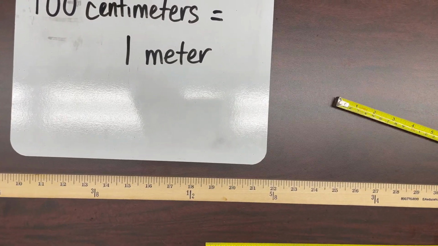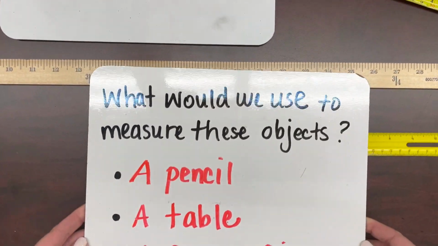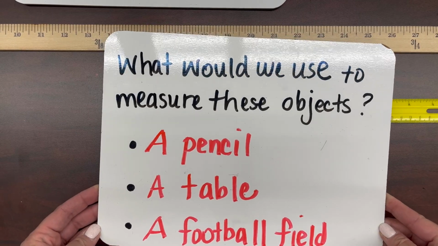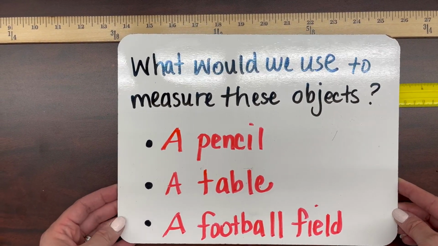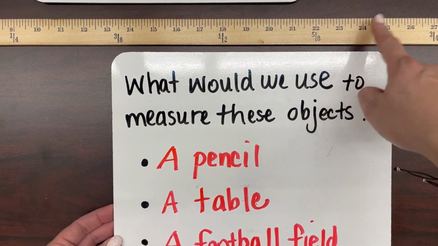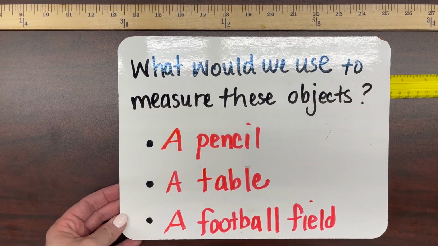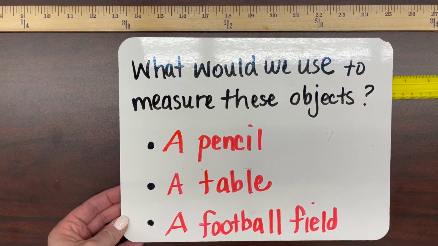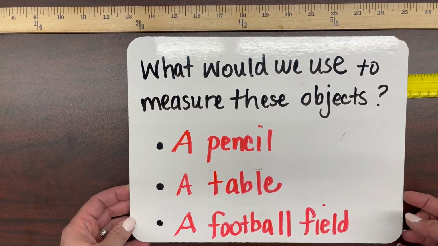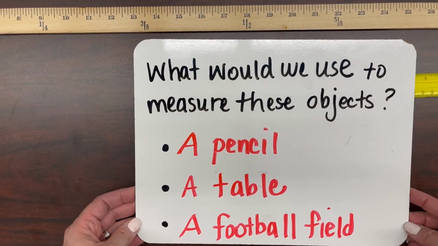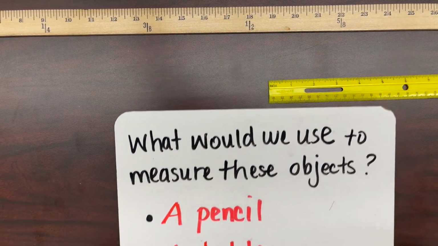And so some examples of problems that the kids are seeing in their classroom: what would we use to measure these objects? What would we use to measure a pencil? Would we use a yardstick to measure a pencil? So with this being a yardstick, would we use a ruler to measure a table? Probably not. Would we use a ruler to measure a football field? Probably not. So trying to give the kids some context as to what they would be measuring and what tool they would be using to measure.